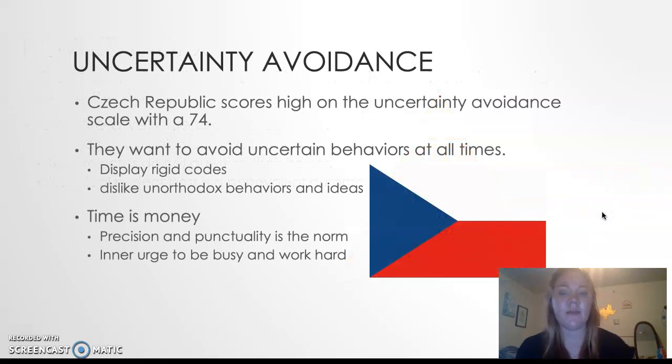Uncertainty avoidance. The Czech Republic scores high on the uncertainty avoidance scale with a 74. They want to avoid uncertain behaviors at all times, display rigid codes, and they dislike unorthodox behaviors and ideas. They want their business people to be following the rules and do as they are told, versus thinking outside of their rules and regulations and displaying behaviors that would seem weird or uncertain to the executives. To them, time equals money.